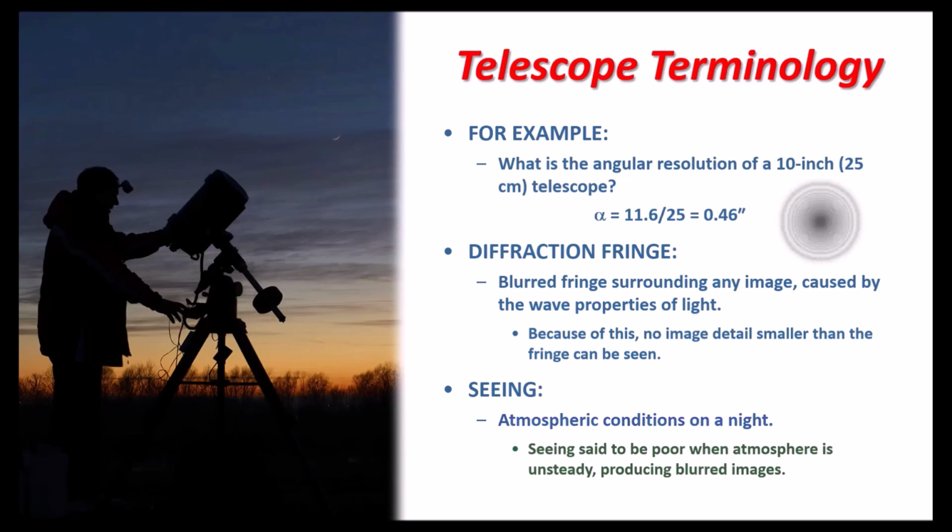So again, the seeing is said to be poor when the atmosphere is unsteady and produces a blurred image. And it's always a little unsteady. It's never perfect. I mean, there are nights you can get ideal seeing, but it won't be as good as it would be in the emptiness of space. But it's a little hard to look through a telescope in a vacuum.